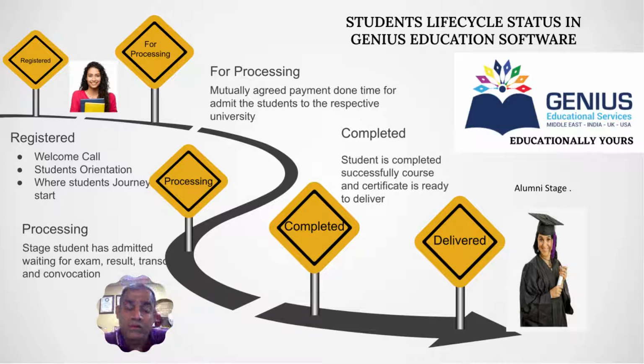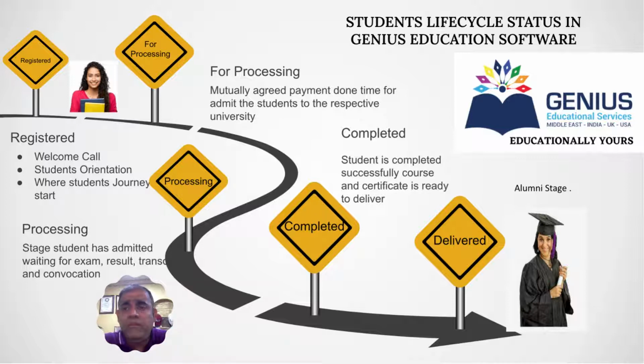The third stage is processing. This is the stage where we have already admitted the student and the student's status is in the university, so it requires proper follow-up. The next stage is completed, where everything is completed successfully. We have got all the necessary documents, the mark sheet, the result, and the convocation. The next stage is the convocation, where the student becomes an alumnus of the organization.